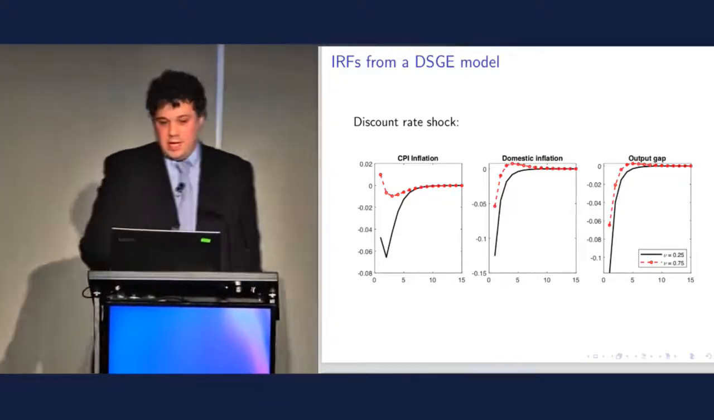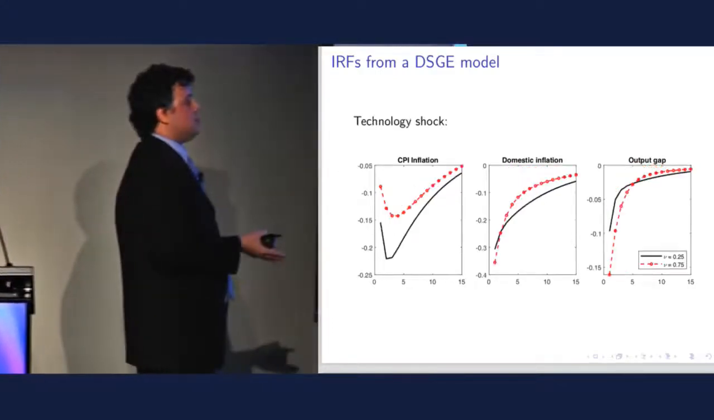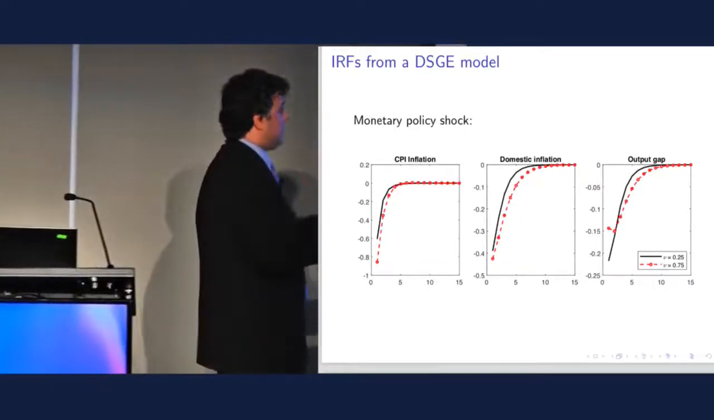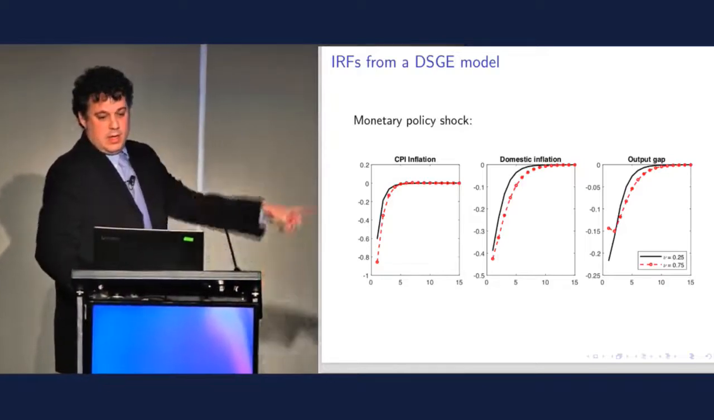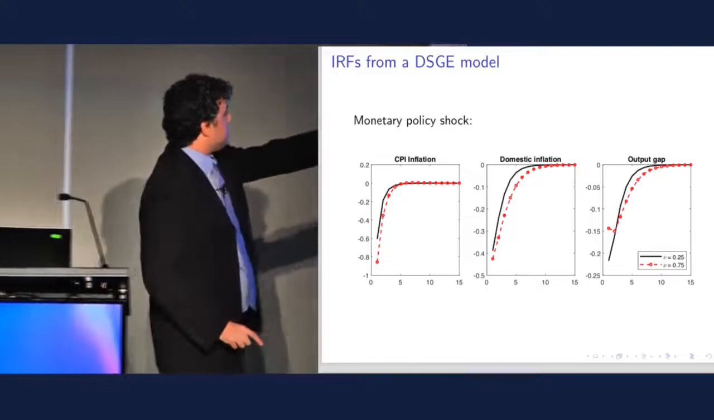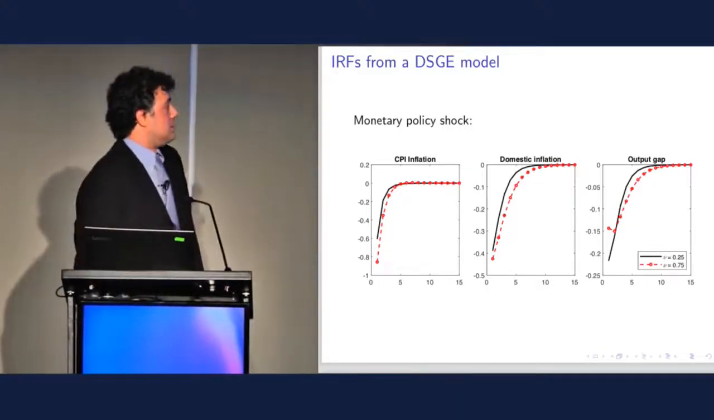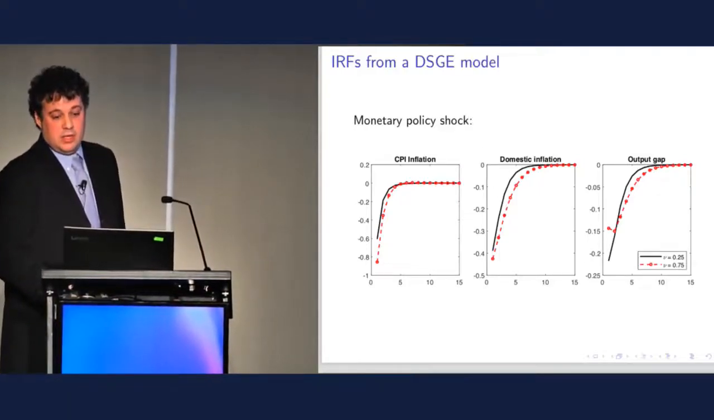And if you consider a monetary policy shock, we don't find the attenuation you found in the data. So if you consider a monetary policy shock with the Taylor rule I used, you get some amplification in the high trade economy.